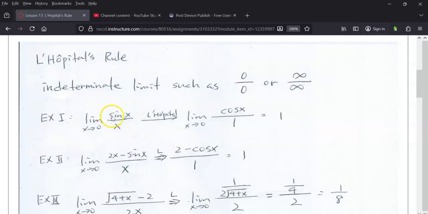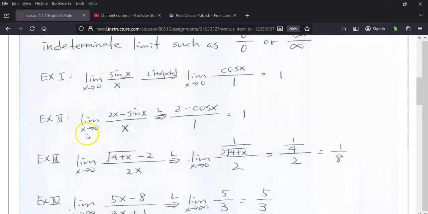So we're going to take the derivative of the top and the derivative of the bottom. The derivative of sine becomes cosine, the derivative of x equals 1. Then we plug in 0 one more time, and we get 1 over 1, which is 1. So therefore, the limit as x approaches 0 of sine x over x equals 1.